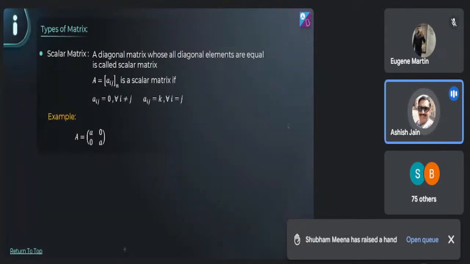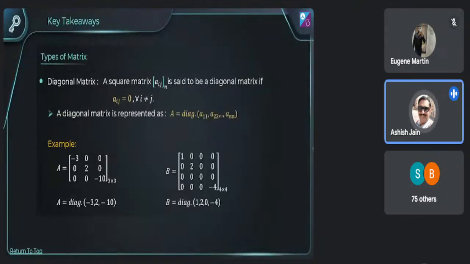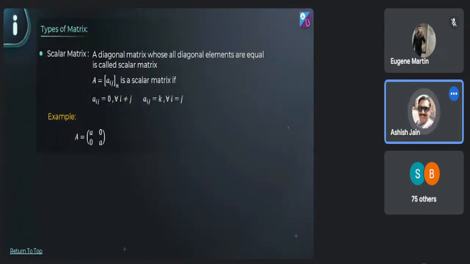So next matrix देखो. Next matrix is called a scalar matrix. ठीक है? What is a scalar matrix? A scalar matrix is a diagonal matrix whose all diagonal elements are equal. अभी हमने जो diagonal matrix देखा उसमें elements diagonal तो हैं, but they are not same. In matrix A it is -3, then second it is 2, third row it is -10. They are not same. But in a matrix, if all the diagonal elements are same, such a diagonal matrix is called a scalar matrix.